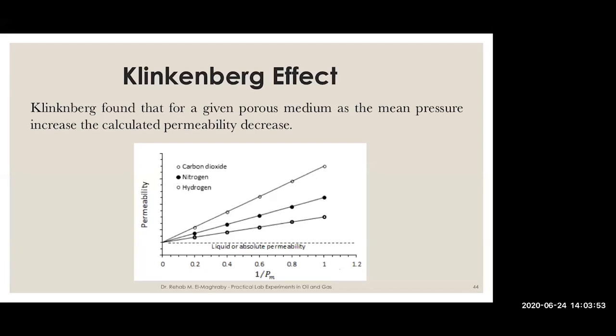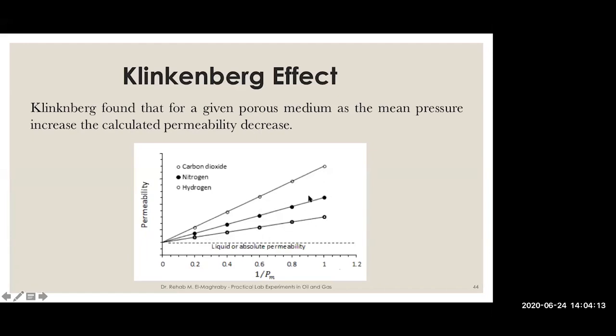What happened here in the Klinkenberg effect? He finds that if he increased the mean pressure, so the average pressure on the core, the gas permeability decreases.